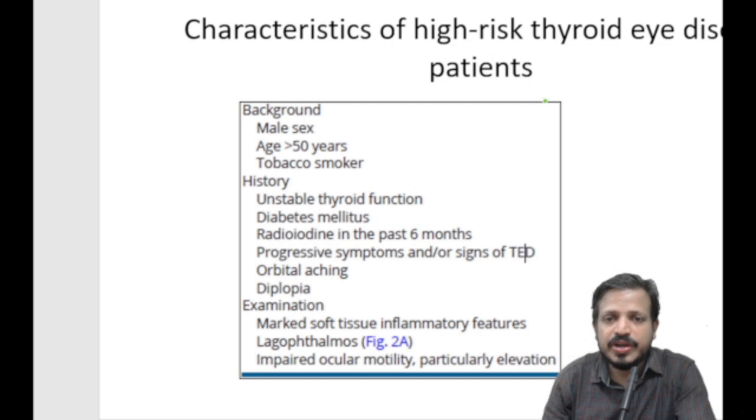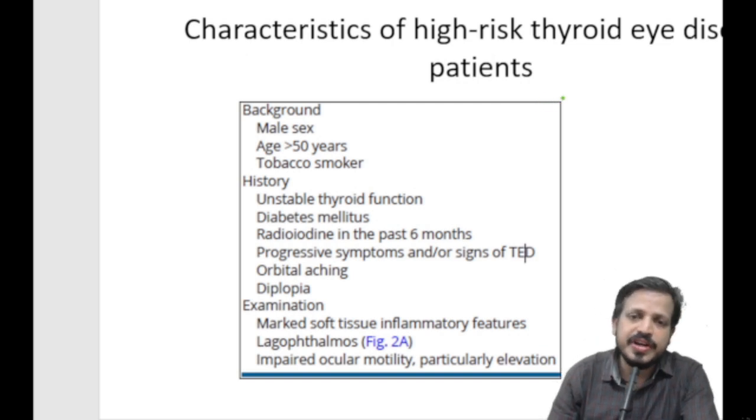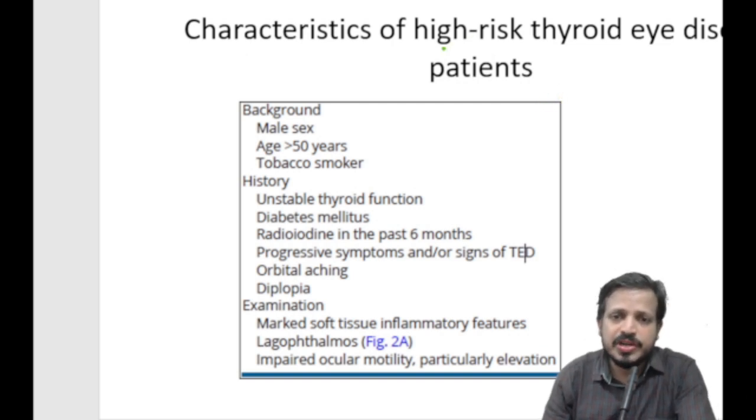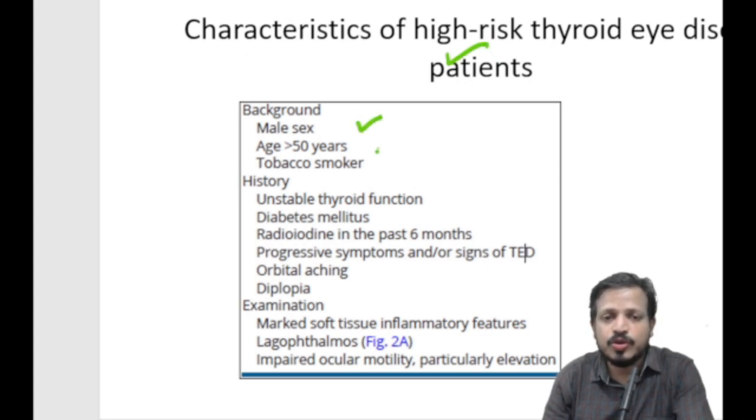Then coming to the characteristics of high risk thyroid eye disease. When will we say it is high risk thyroid eye disease? When the patient is of male sex, a tobacco smoker, and age more than 50 years, then it is high risk.